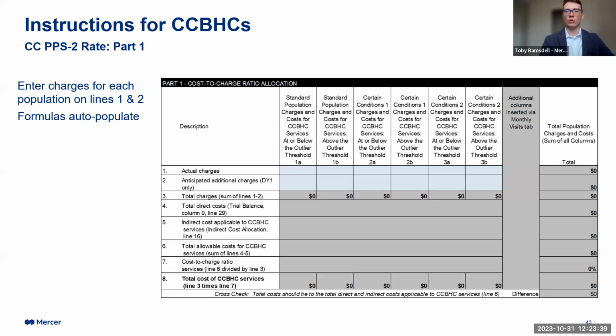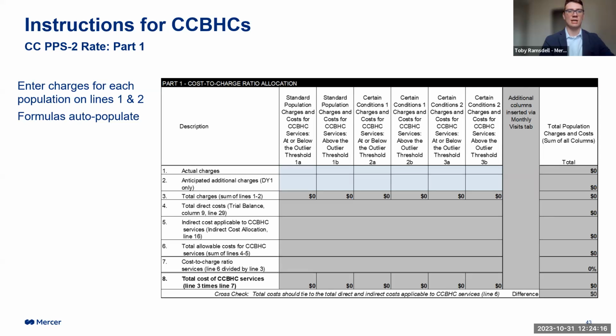Most of this schedule automatically populates. Again, a lot of gray cells here, which are formula driven. What providers need to do is enter charges for each population. Again, we're assuming only a standard population at this time, but enter charges for each population on lines 1 and 2. So line 1 will be for actual charges and line 2 will be for anticipated charges. Again, anticipated charges should align relatively and reasonably with anticipated costs and anticipated visits.